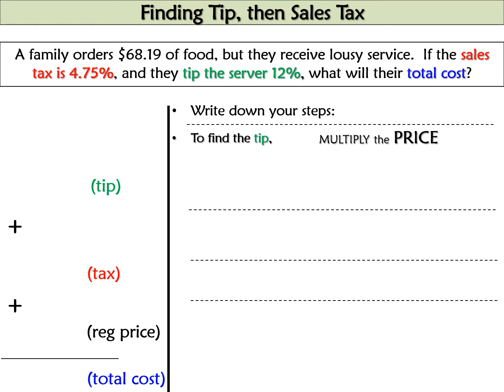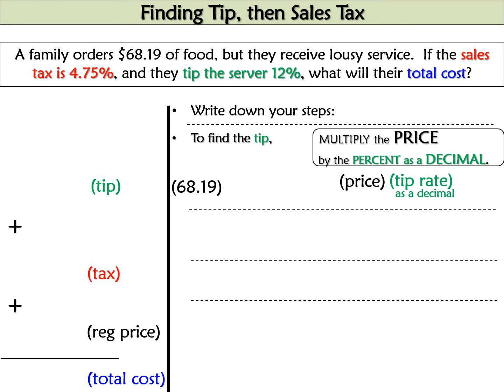To find a tip, we're going to multiply the price times the percent as a decimal. Well, in this case, the tip percent is 12%. But to change that back to a decimal, we're going to move that decimal point 2 to the left. Remember, a whole number has a decimal point to the right of it. And we're going to end up with 0.12 or 12 hundredths. Now we're going to multiply those two together, and that's going to give us our tip amount.